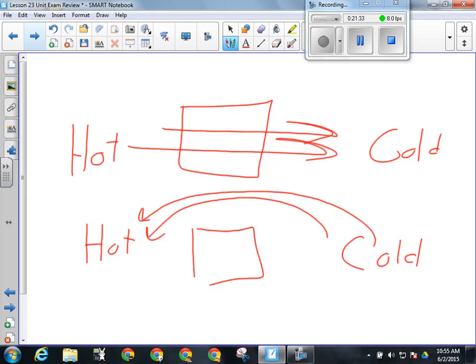Okay, so this can do work. This requires work. Okay, so a heat pump uses energy, whereas a heat engine harnesses it. So the heat engine can do work, but the heat pump has to have work done to it. It's got to use energy in order to move against the second law.